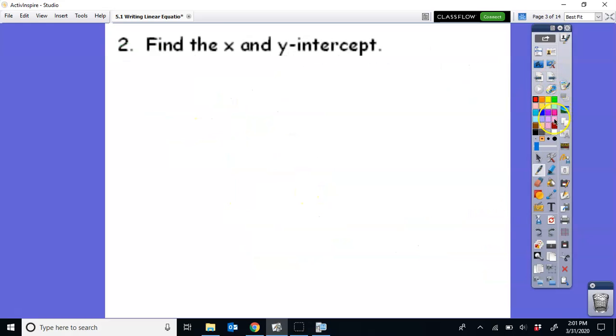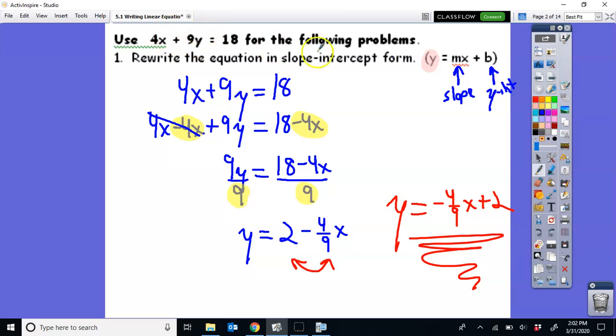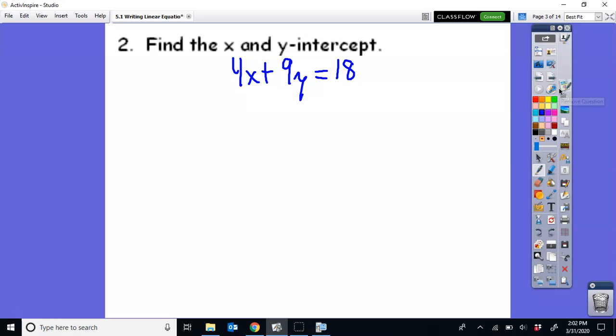Number 2 asks us to find the x-intercept and the y-intercept. So we can start off with that same equation we started off with a minute ago and find the x-intercept and the y-intercept for that equation. Again, you may want to pause the video here and try it first, that way to see if you're actually getting it right on your own.